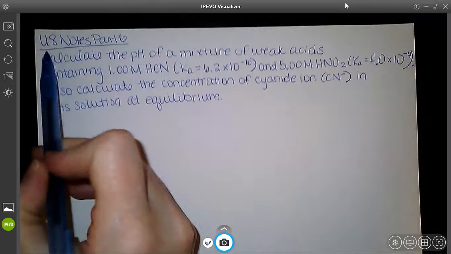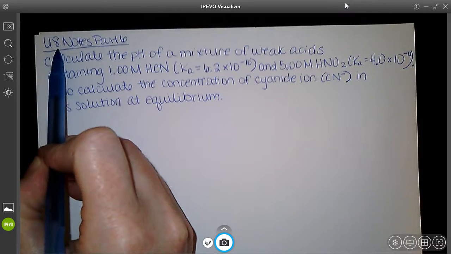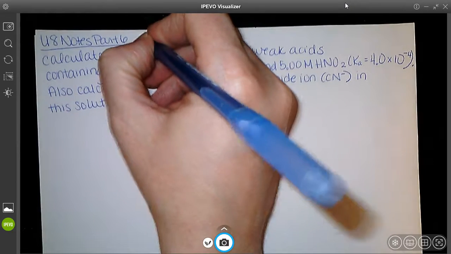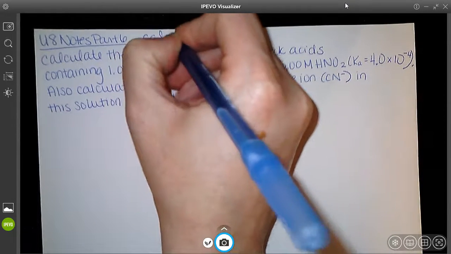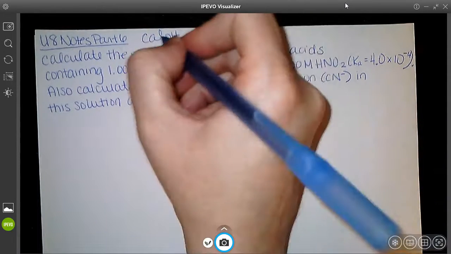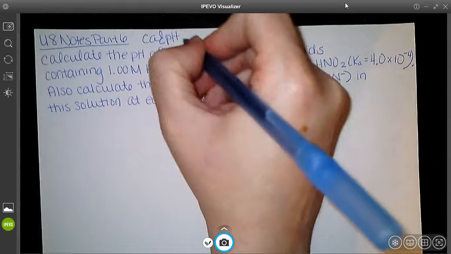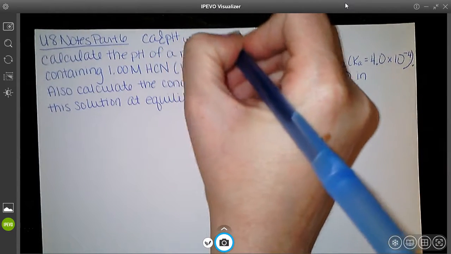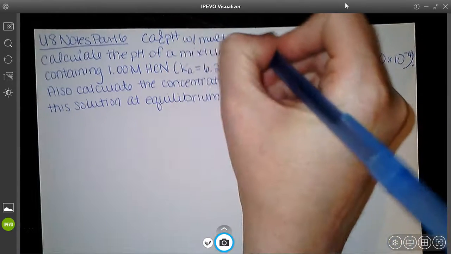Alright guys, we're going to continue with Unit 8, Acids and Bases. Notes, we're going to do Part 6. And this one has everything to do with calculating the pH. Calculating the pH with multiple weak acids.